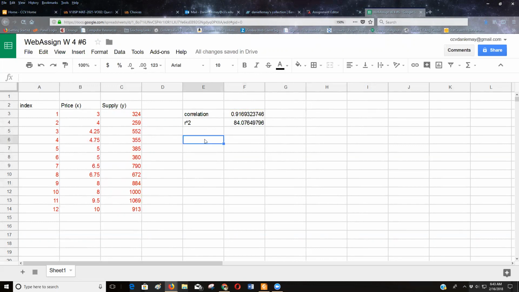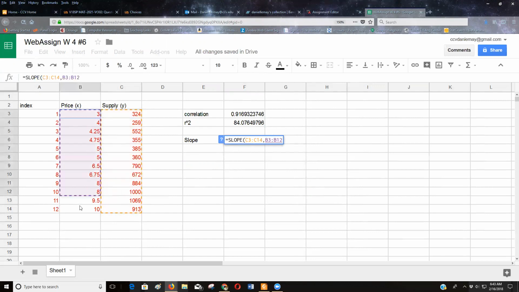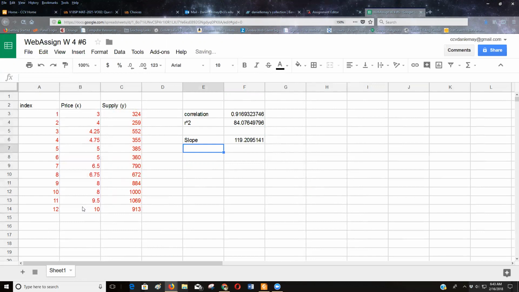Now I need to do the slope. I need to do my regression equation. There's a lot of ways to do this. One way that's really slick is to just calculate the slope. Equals slope, and it comes right up. Again, they're looking for the Y values first, comma, the X values second. If you do those reversed, it'll give you a number, but it'll be an equation that predicts X based on Y. And then we need to do the Y-intercept.